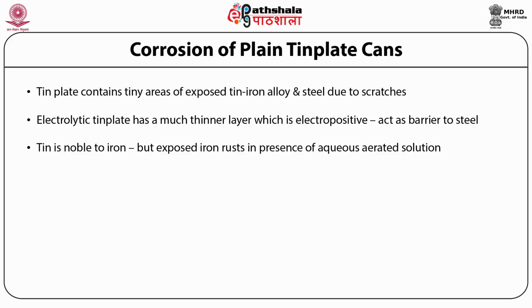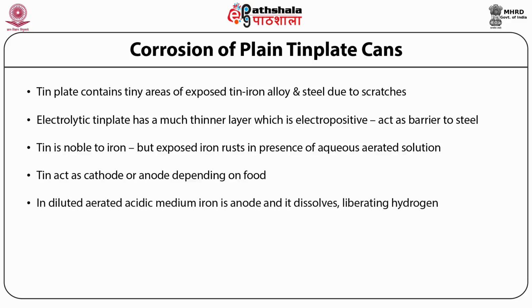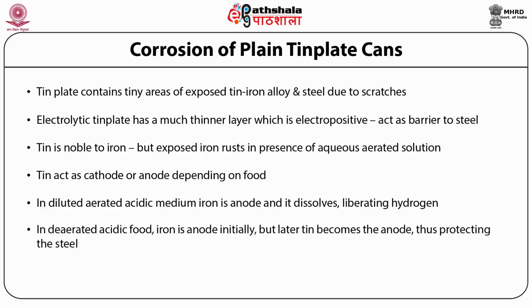But inside a tin plate can, the tin may be either anode or cathode depending on the nature of the food being packed. In a dilute aerated acid medium, the iron is the anode and it dissolves, liberating hydrogen. In de-aerated acidic food, iron is the anode initially, but later reversal of polarity occurs and the tin becomes the anode, thus protecting the steel. Tin has been described in this situation as a sacrificial anode.